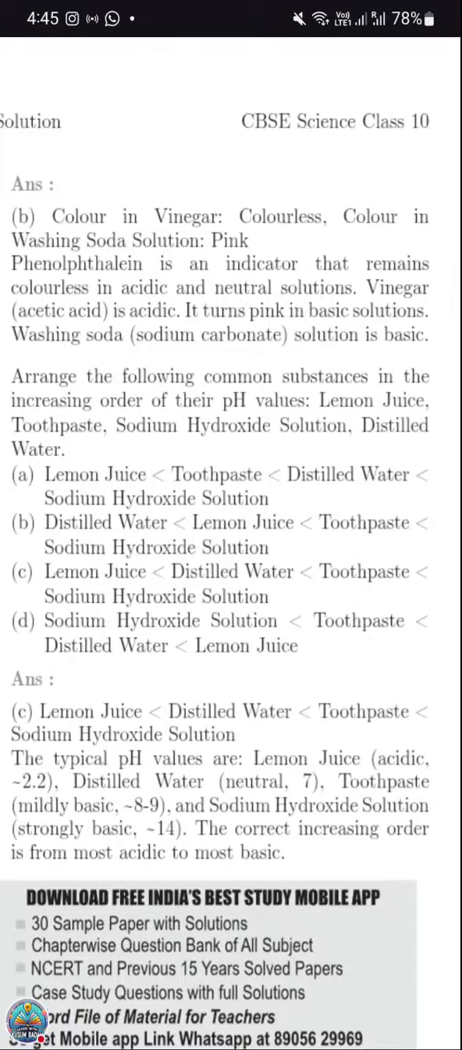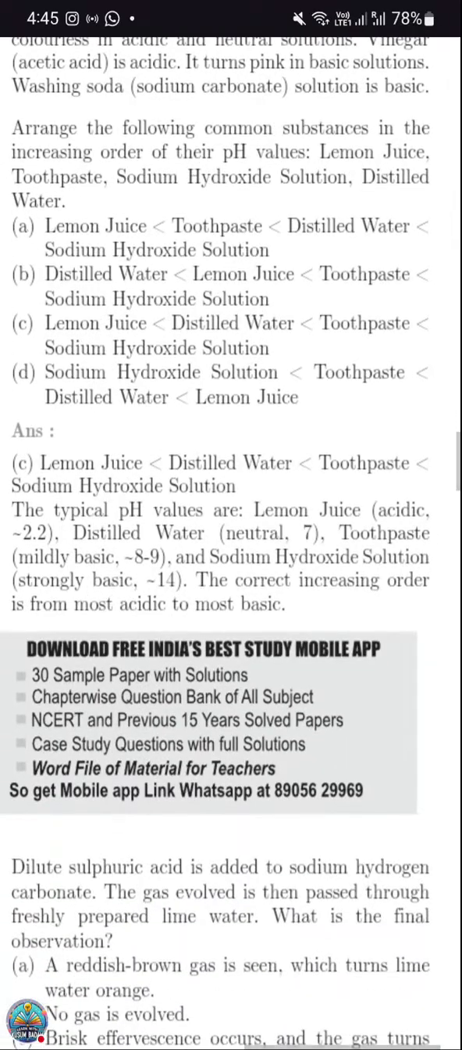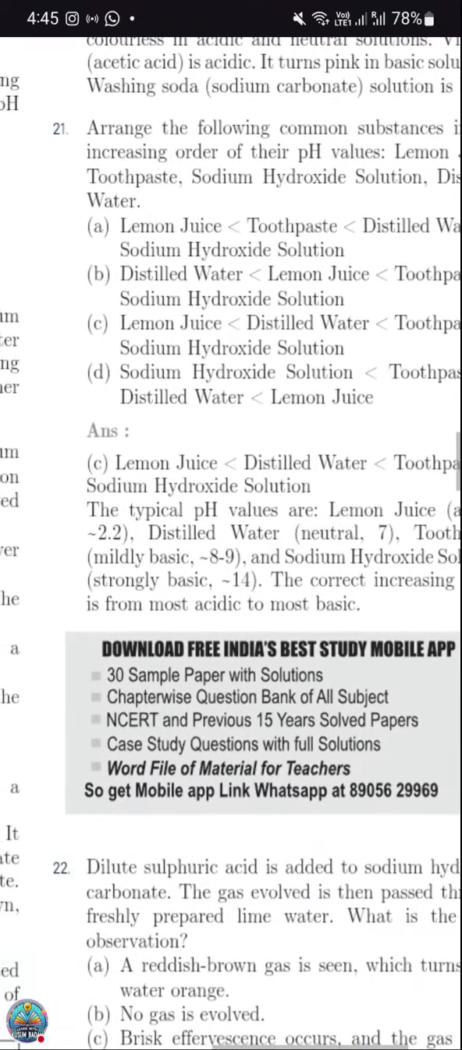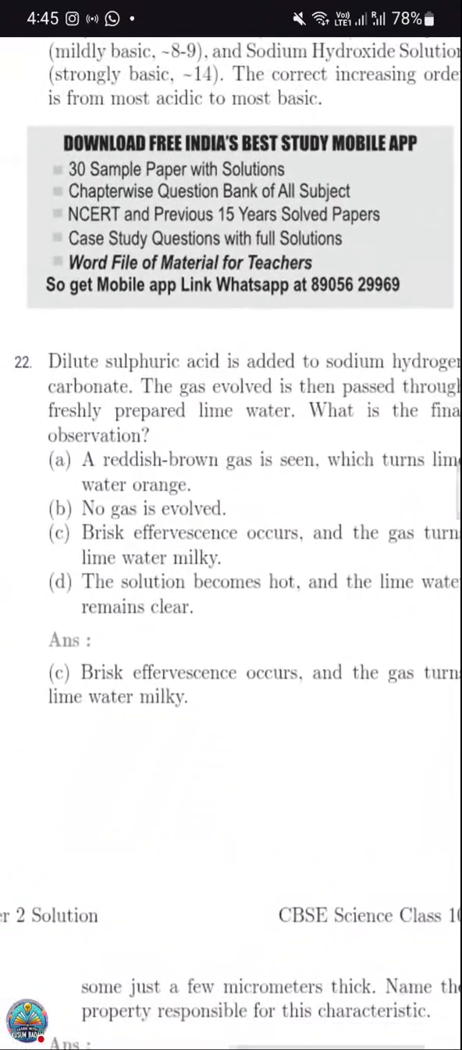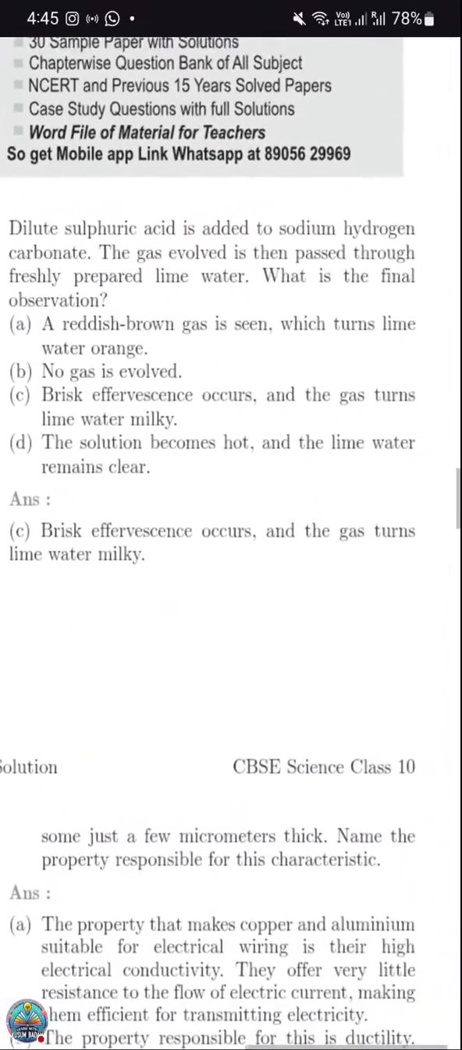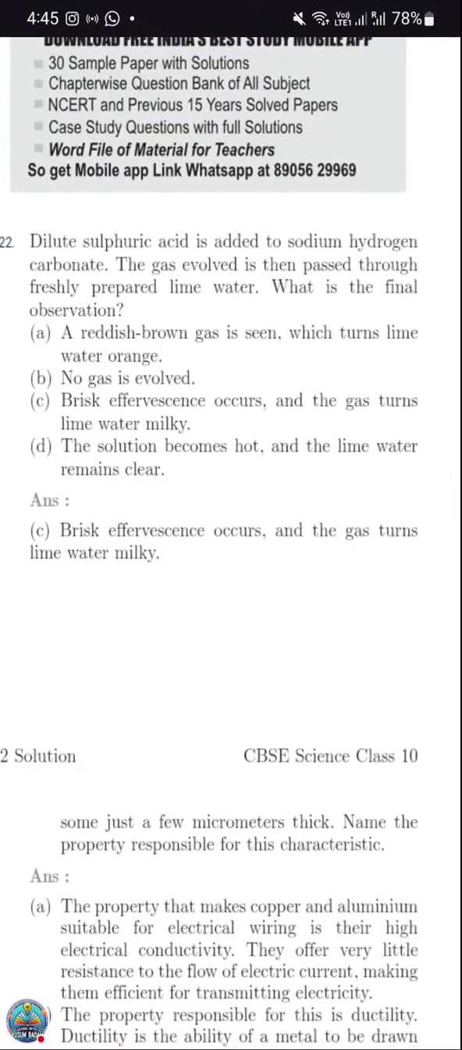Okay, already given. Nice, Vivek. Okay, the next question. This is our 22nd question. Dilute sulfuric acid is added to sodium hydrogen carbonate. Sodium hydrogen carbonate, its formula NaHCO3. So here, carbonate is there. So you must be clear that carbon dioxide will be released.